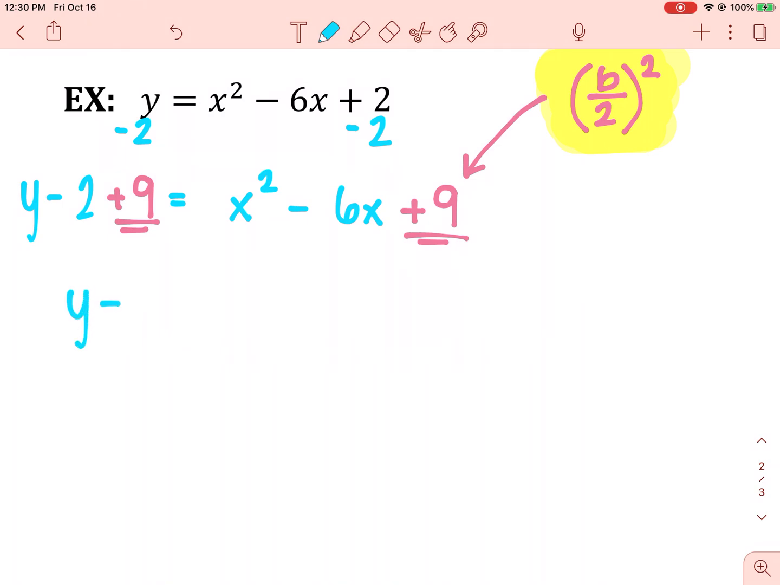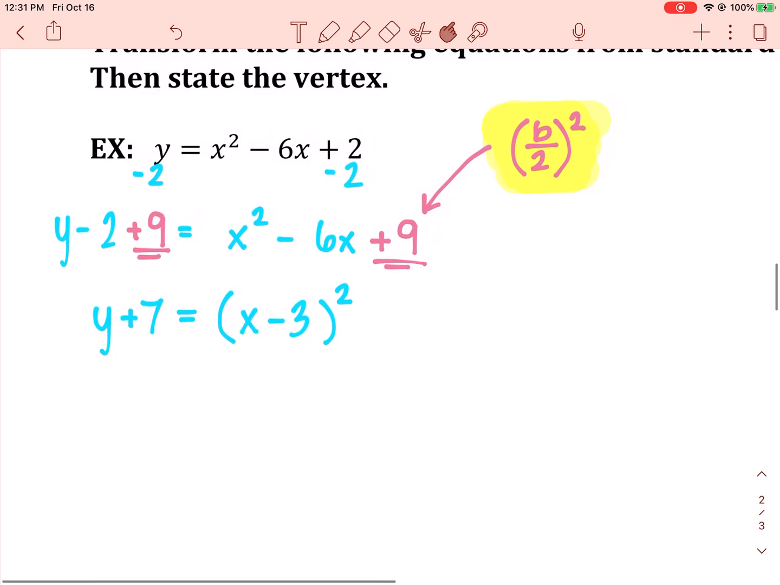I'm going to do a little bit of cleanup. So this is y plus 7. Now, if we did this correctly, we should be able to get a term that can be squared. If I factored x squared minus 6x plus 9, I should be able to get a term squared. Well, I do. It's x minus 3. If you can't get to that, that means you completed the square incorrectly. It means the highlighted b divided by 2 squared was not correct.